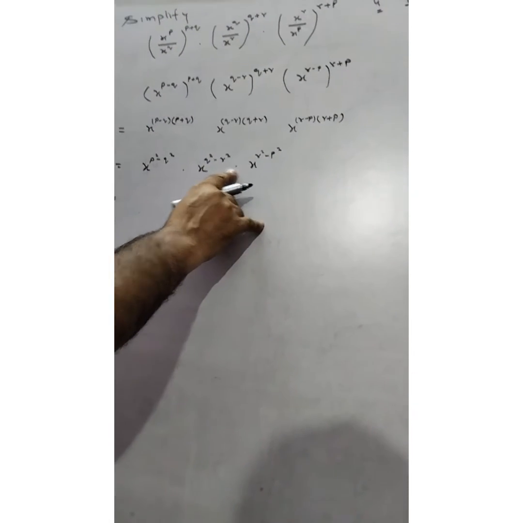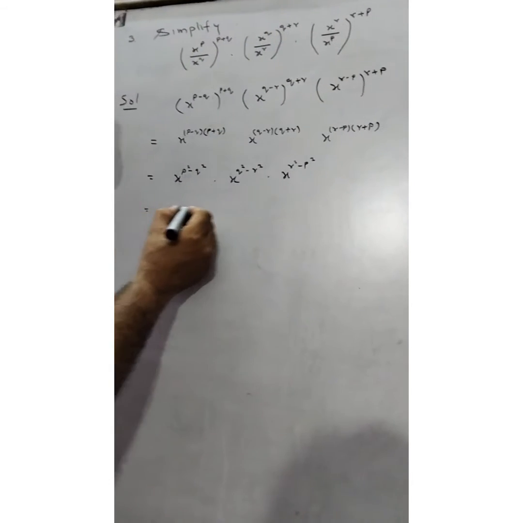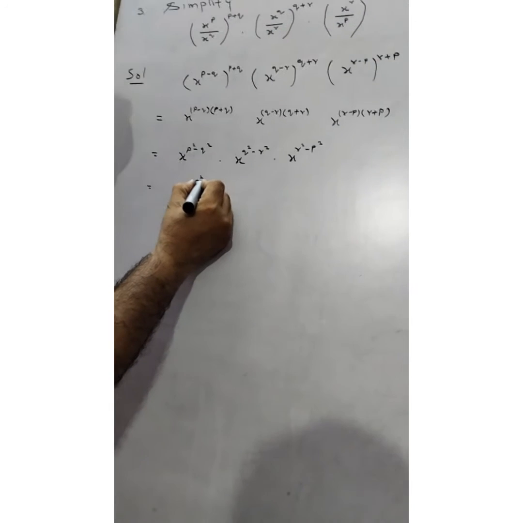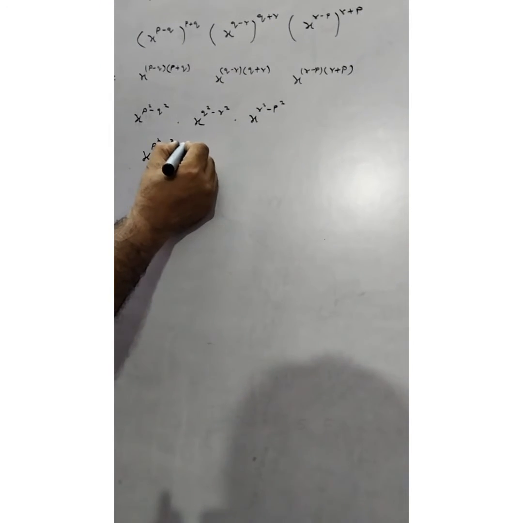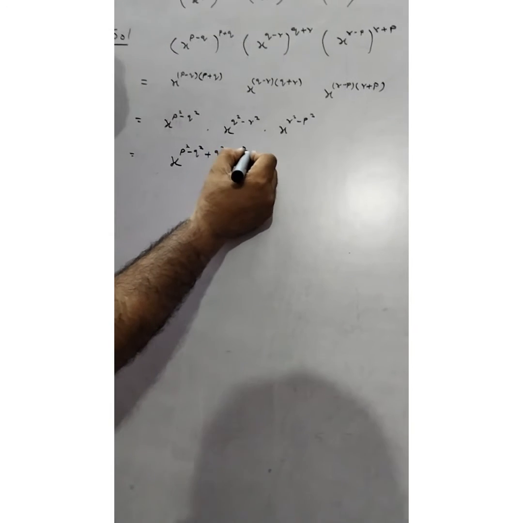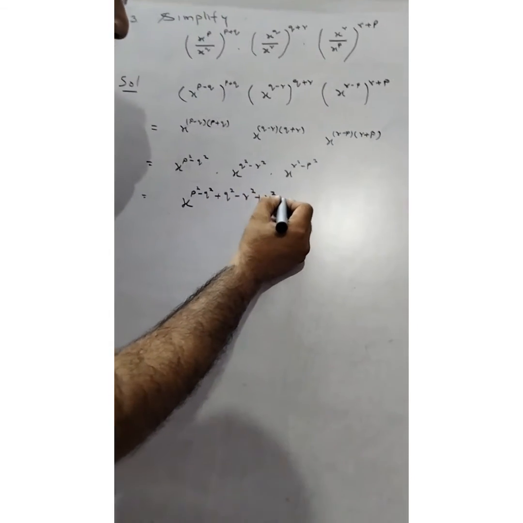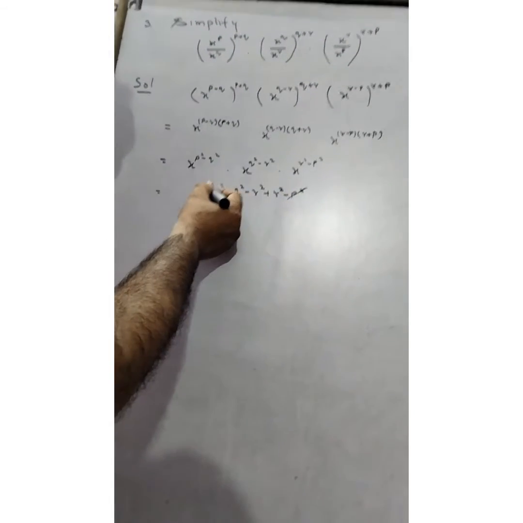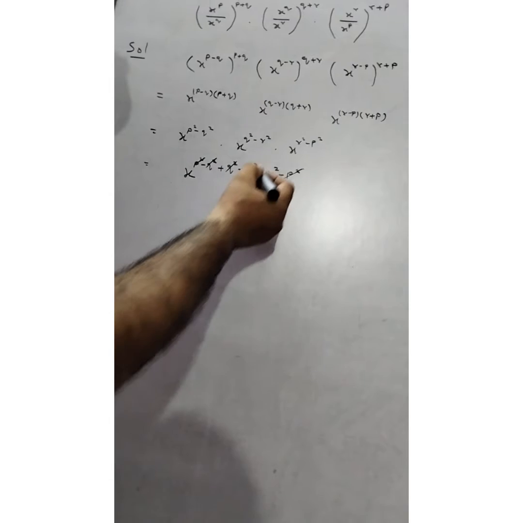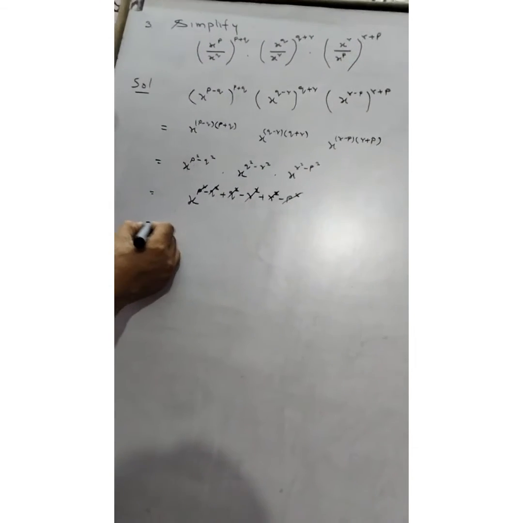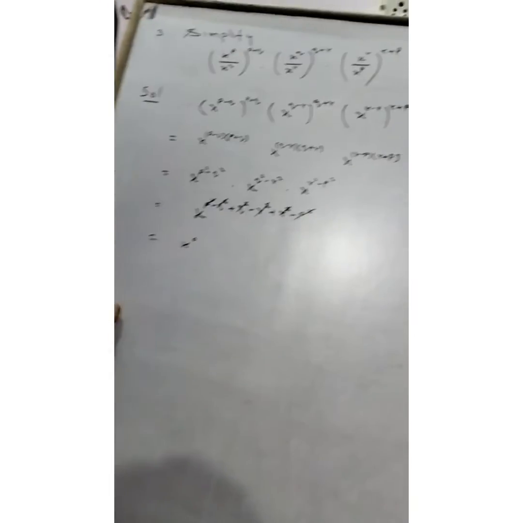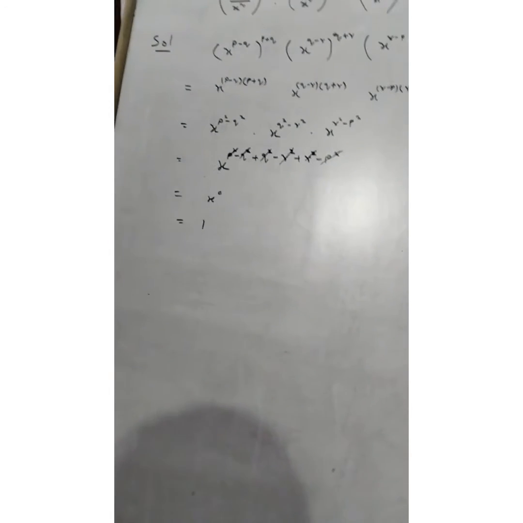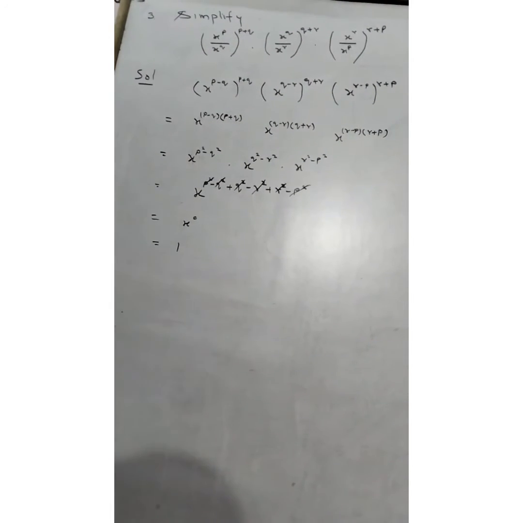In multiplication cases, powers will be added. Base will be x, and the power is p square minus q square plus q square minus r square plus r square minus p square. P square positive and negative is cancelled. Q square negative positive cancel. R square negative positive cancel. So we can write 0, and x to the power 0 is 1. The value of this question is 1.